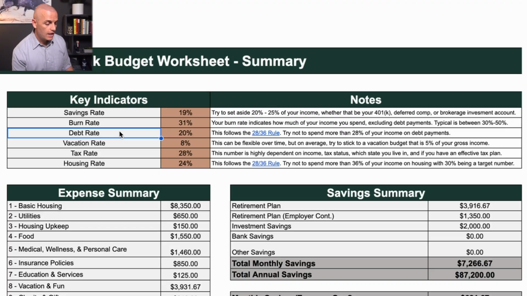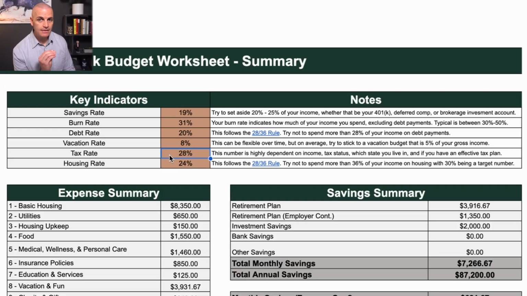And so for this client, they're right at 20%, which is sustainable. That's a good number. That means that they don't have too much debt. Typically, what you will see is this number will be very high along with the housing rate number, which again, I'll talk about in a little bit, if you have too much house.